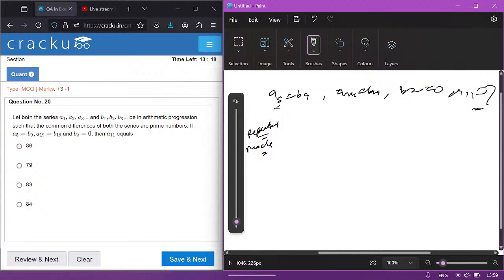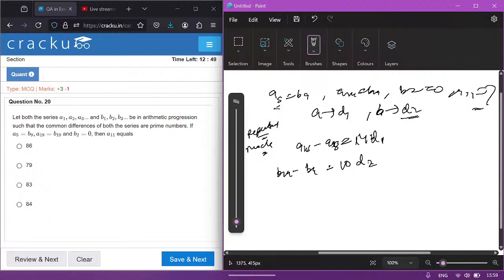Let the common difference of the series with A be D1, and the common difference of the series with B be D2. So A15 minus A5 will be equal to 14 times D1, and B19 minus B9 would be 10 times D2. Now because A5 is equal to B9 and B19 is equal to A19, these two things will be equal, right? 14 D1 is equal to 10 D2.